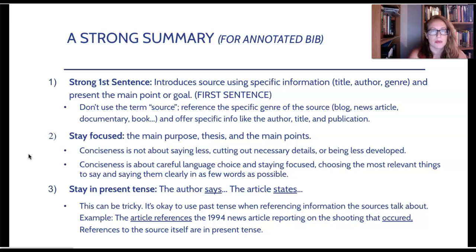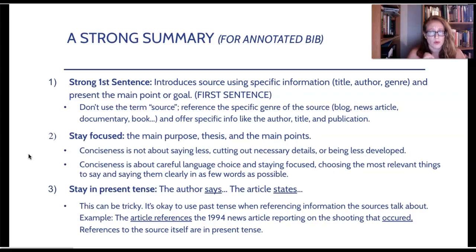And I want to explain that because I think there's a lot of misunderstanding about what it means to not be fluffy, or to be concise. Sometimes people write just two sentences and they don't have examples and they don't have evidence, and they were trying to be concise, but that is not conciseness. Conciseness is not about saying less or cutting out necessary details or being less developed. If you're leaving out those things, it's not concise. It's just underdeveloped.